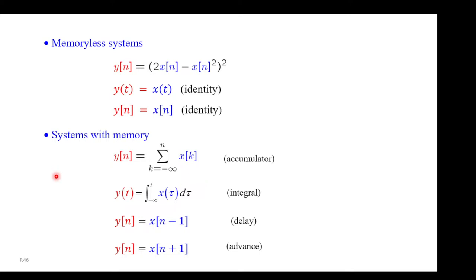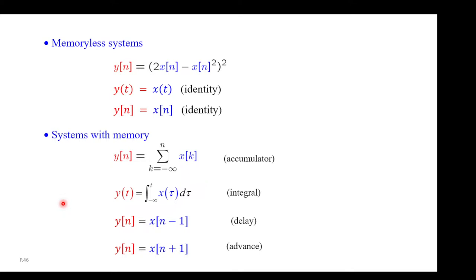Then this is memory, right? Obviously, you remember all the past values x of k. That's why it's a system with memory. It's like a bank account with no interest rate. And then there is the integral, which is like a continuous time version of the accumulator. If y of t is the integral from minus infinity to t of x of tau d tau, then this system has memory, because y of t depends on x of tau for tau less than t.